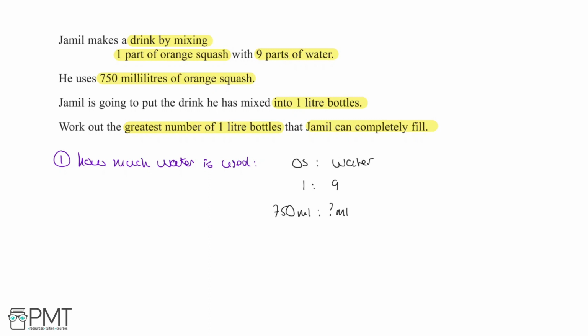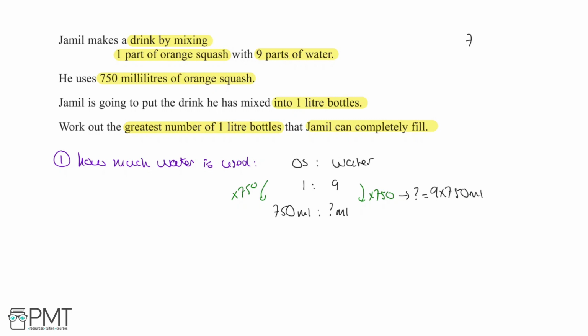To get from 1 part to 750, you multiply by 750, which means we need to multiply 9 parts by 750 to find how many milliliters of water he uses. So this question mark equals 9 times 750 milliliters.